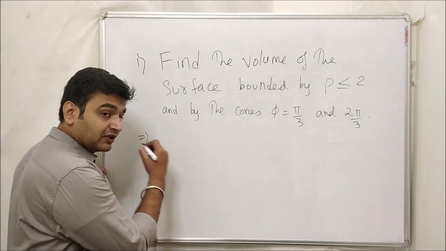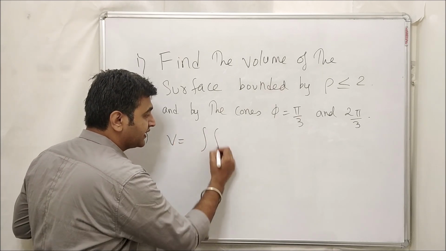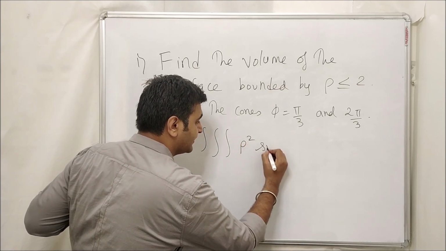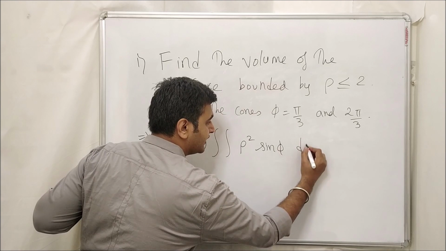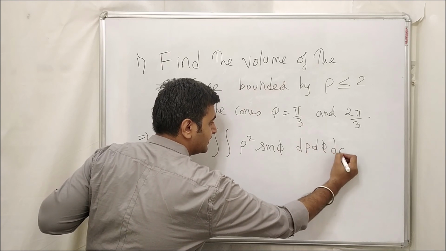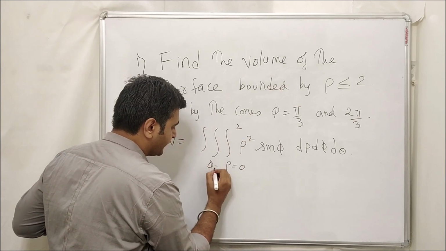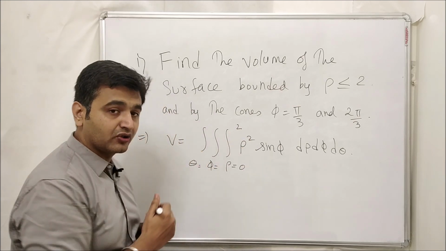So you go by the spherical coordinate system. So volume triple integration, your function is 1. What is the Jacobian part? Rho square sine phi and d rho d phi d theta. Now rho is given to you, it is from 0 to 2. What is my phi? Phi is also given to you.